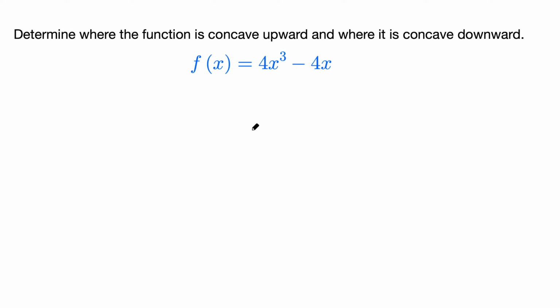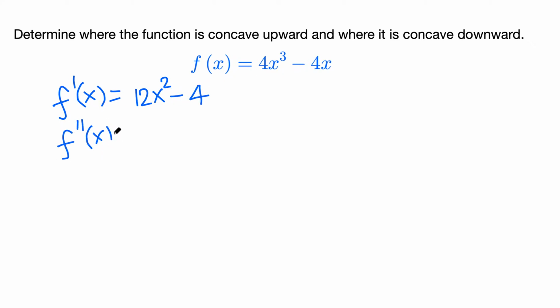Determine where the function is concave up and where it is concave downward. So concavity means second derivative. So let's find the second derivative of this function. First derivative is simply 3 times 4, 12x squared minus 4. Now the second derivative is then 2 times 12, 24x minus 0.